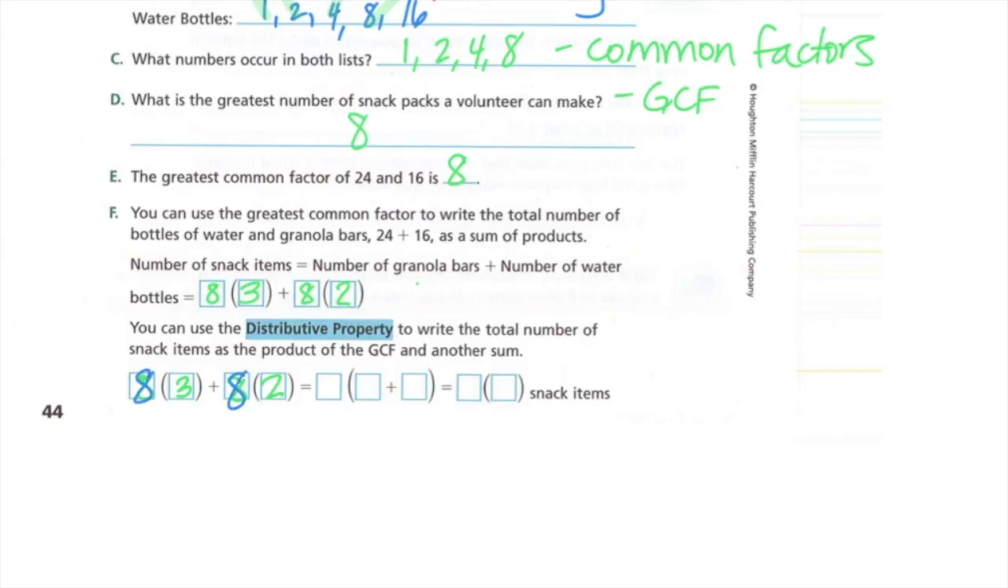Was 8 our greatest common factor? Yes. So the greatest common factor is going to go outside of those parentheses. Then our other 2 numbers will go inside there. And I think you've learned about order of operations, where you do the parentheses first. So it's 3 plus 2? 5. So we have 8 on the outside, so there are 8 times 5 snack items.